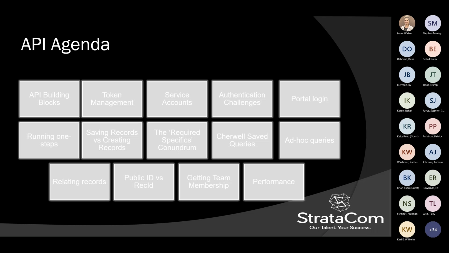So here's what we'll talk about: API building blocks, token management, service accounts, authentication challenges, portal logins, running one-step, saving versus creating, specifics required, conundrum, Cherwell saved queries, ad hoc queries, related records, public ID versus rec ID, getting team membership, and performance.